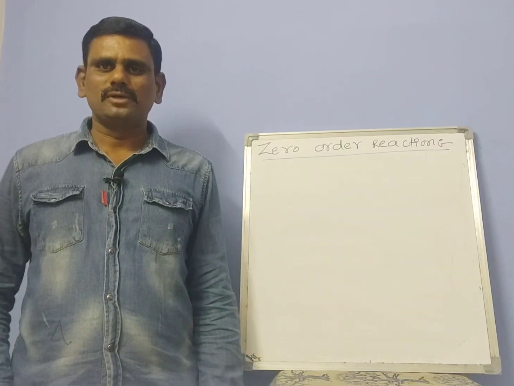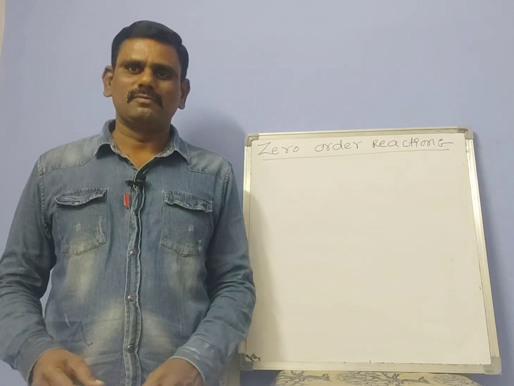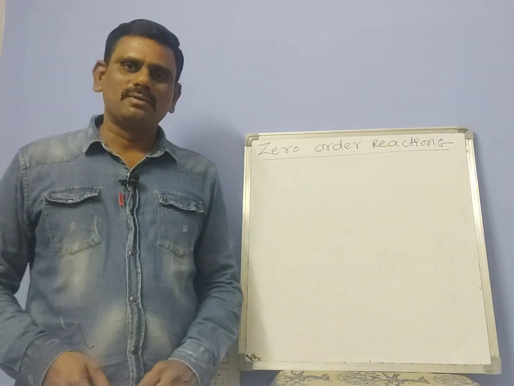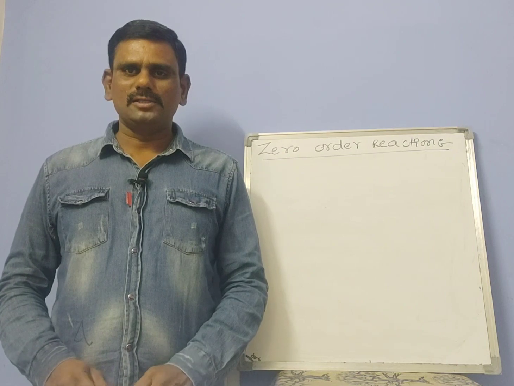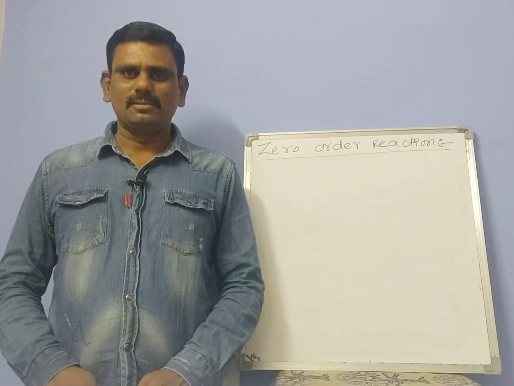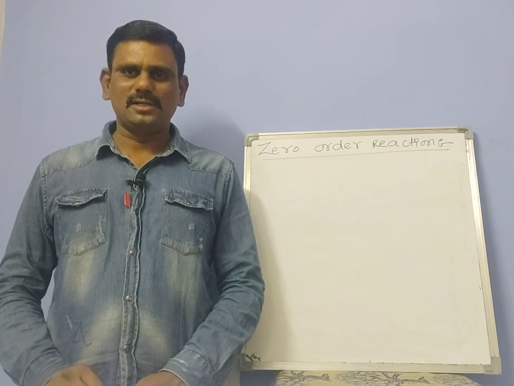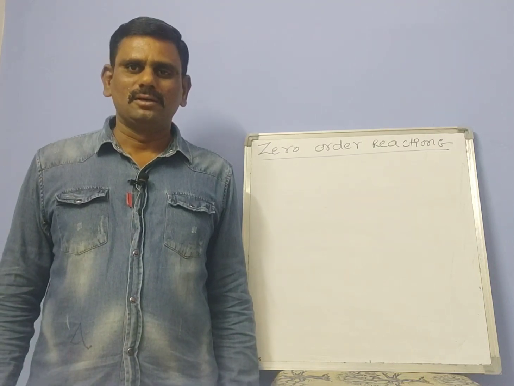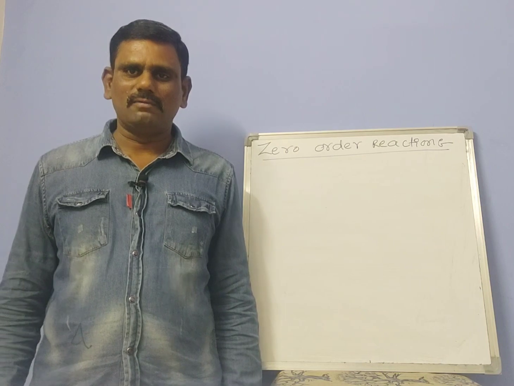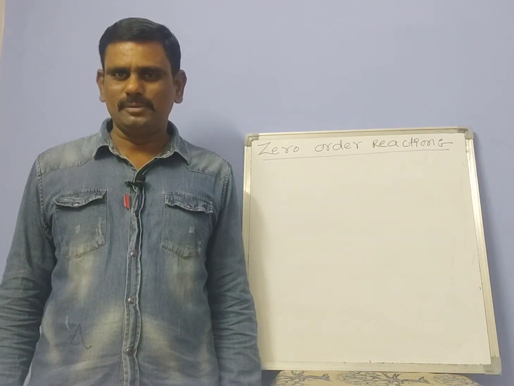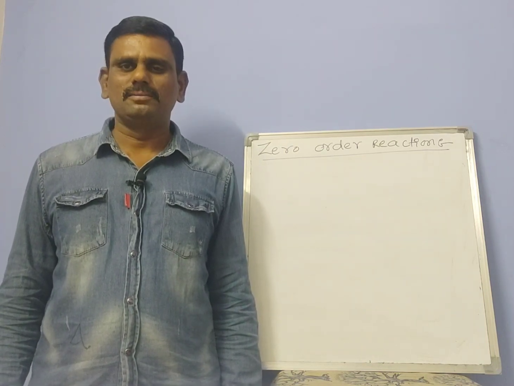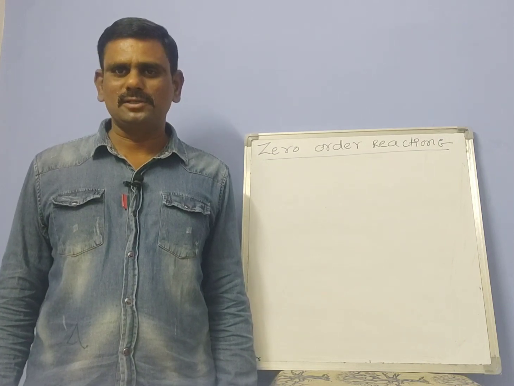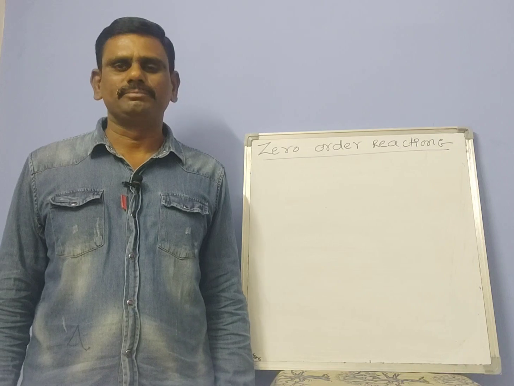In this class I am going to explain zero order reaction from chemical kinetics. What is order of reaction? Order of reaction is defined as the sum of powers of concentration terms of reactants in a rate expression. That is called order of reaction. Order may be 0, fractional, positive, negative and integer. Order of the reaction can be determined experimentally.